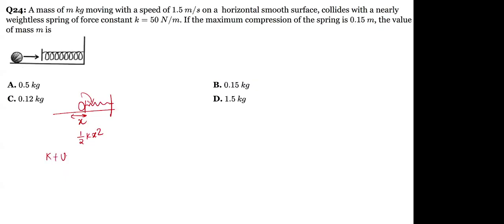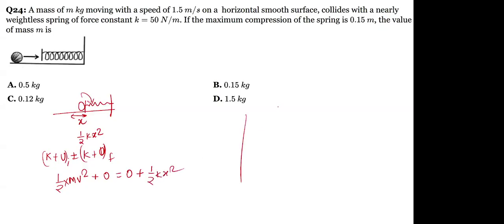So kinetic plus potential initial is equal to kinetic plus potential final. Now initial kinetic energy is only acquired by the ball, so 1 by 2 times mv square, plus initial potential energy of the spring is 0 and of the ball is also 0. Final kinetic energy of the ball will become 0, because when the spring is compressed maximum, the ball will come to rest. And final will be 1 by 2 kx square.